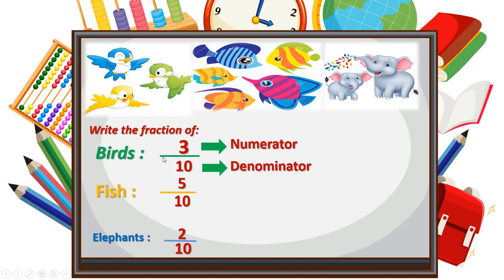3 out of 10 or 3 tenths. Here, the fraction of the fish is 5 out of 10 or 5 tenths. The fraction of elephants is 2 out of 10 or 2 tenths. The two ways of reading are correct. Either 3 out of 10 or 3 tenths, 5 out of 10 or 5 tenths, 2 out of 10 or 2 tenths.